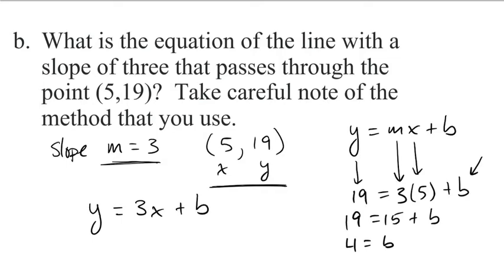Y equals 3x plus 4. And I know this is the correct line for two reasons. First of all, it clearly has the correct slope. I can see that the slope of this line is 3. The other thing is that if I plug 5 into this equation, it gives me back the value of 19. 3 times 5 is 15, plus 4 is 19. So when 5 goes in for x, 19 comes out. So I got it. Let's move on.